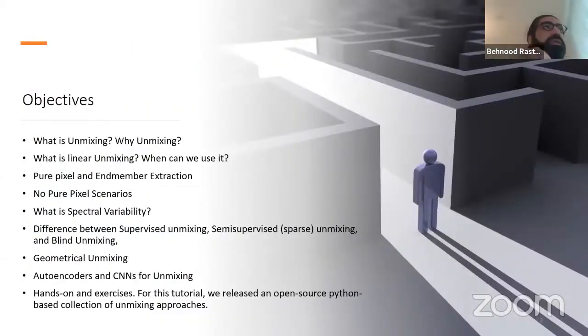Let's see what we are going to learn in this course. We're going to learn what unmixing is and why we need unmixing. What is linear mixing, and when can we use linear mixing? We learn about pure pixels, endmember extraction techniques and no-pure-pixel scenarios. Then I briefly talk about spectral variability, and the difference between supervised unmixing, semi-supervised unmixing, which is also called sparse unmixing, and blind unmixing.